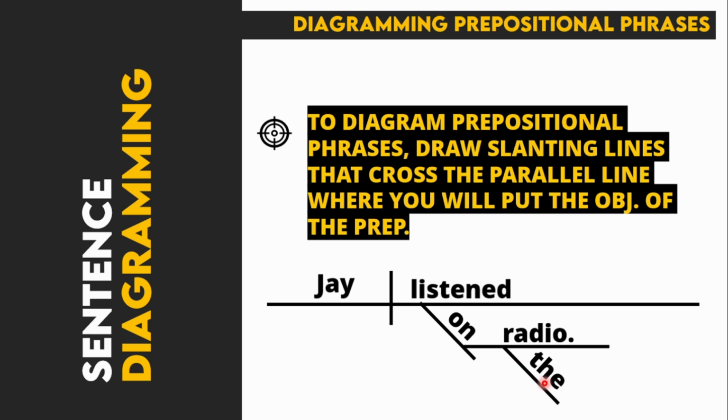the radio. So please do not forget that this line intersects or crosses the parallel line where you will put the object of the preposition. The object of the preposition is the noun that you can see in the whole phrase. So on the radio is your prepositional phrase. So this is how you're going to diagram a prepositional phrase. Okay, because it kind of answers where he listened, on or to. And of course, please do not forget as well that articles and other determiners will be put directly below the word they modify through a slanting line.